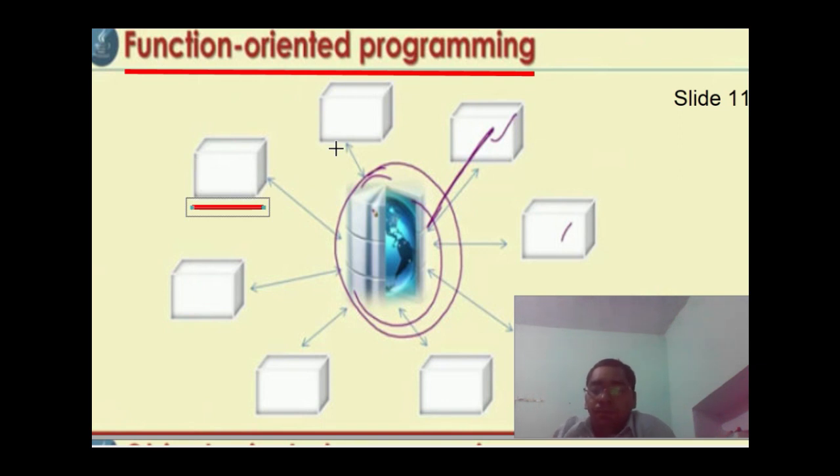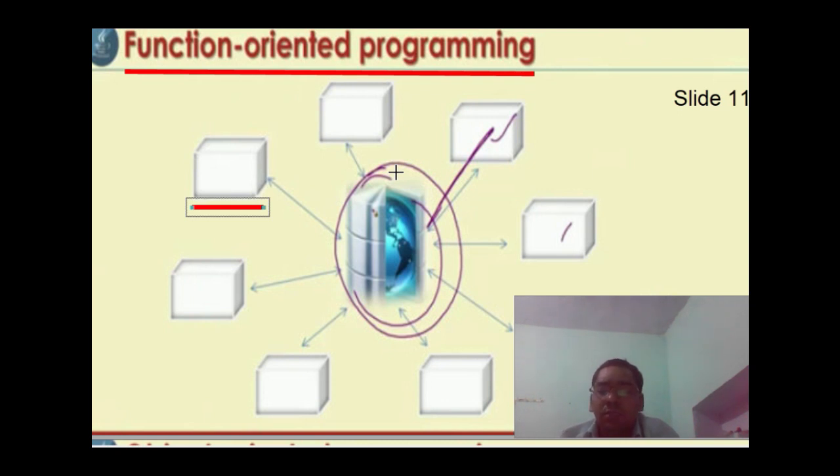So that means it is fragmented, and all these functions basically share data which is common to all functions. This is called the global data. Many functions can use this global data, and then after processing they can store the result into the global data.